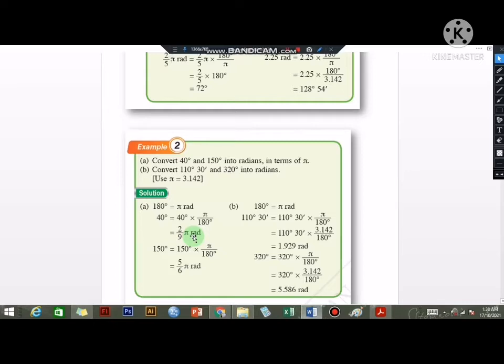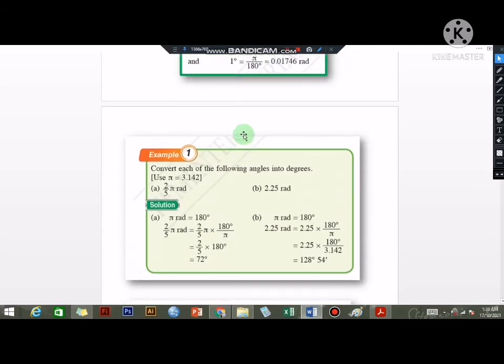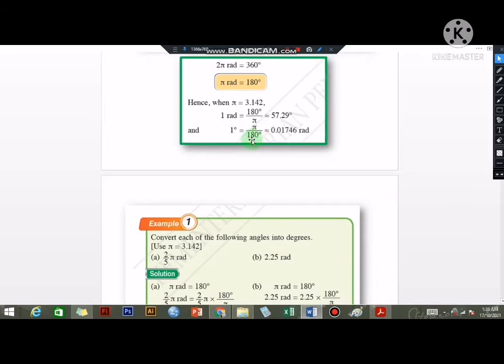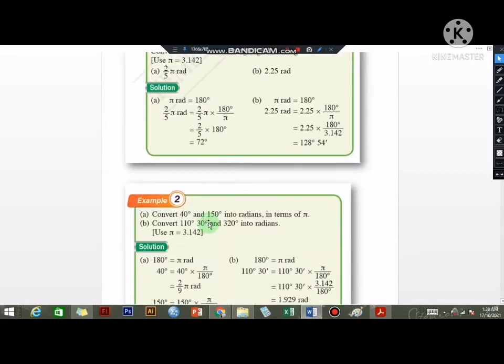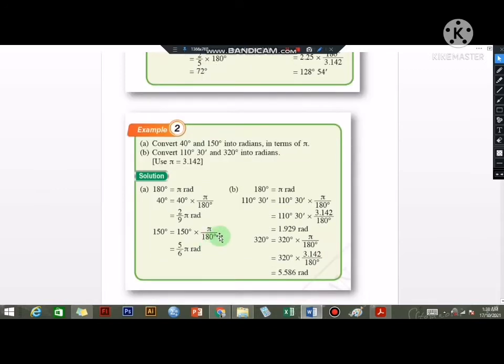This is the first one. And then 150 degree. So 150 degree is equal to 150 degree multiplied with this one, 1 degree is equal to pi over 180 degree. Then you will get this one. And then look at B. Convert 110 degree 30 minutes and 320 degree into radian.